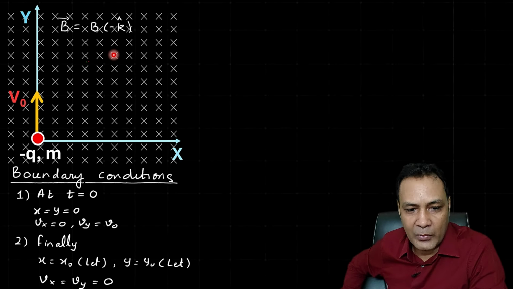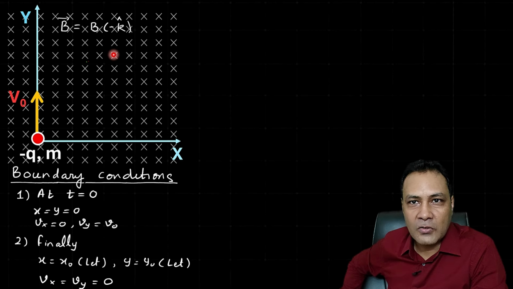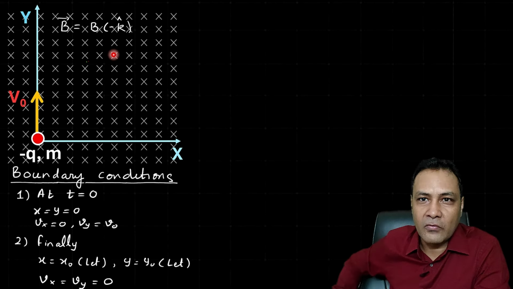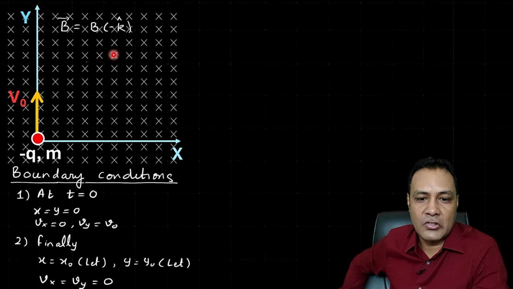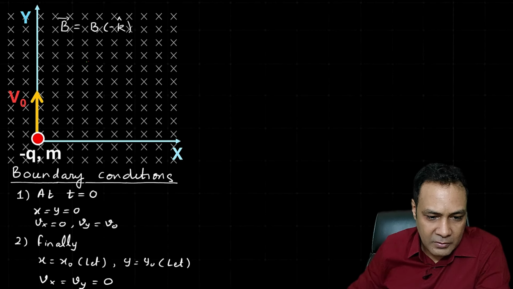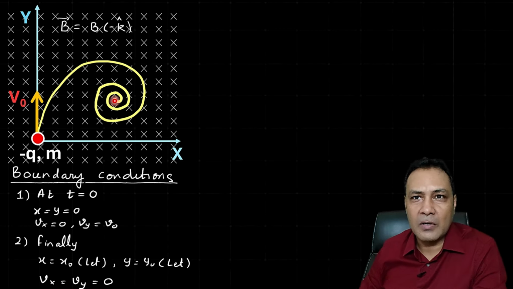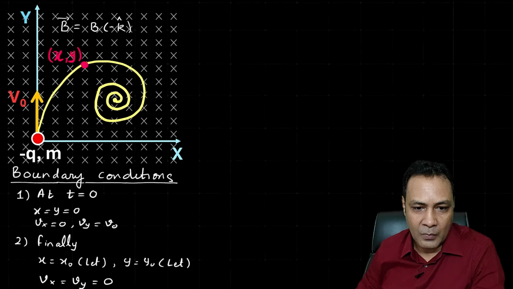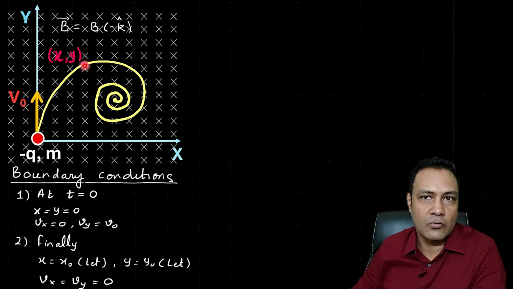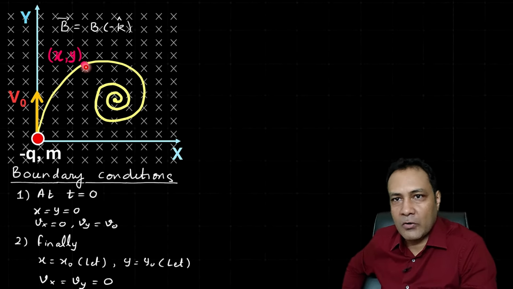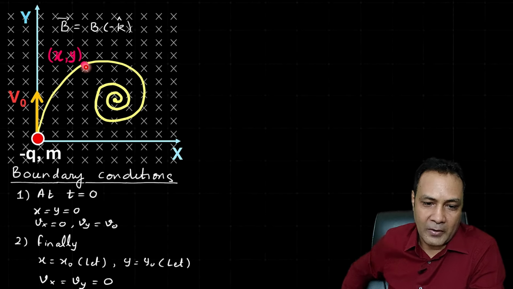So at a general moment, we can write the velocity vector of the particle as some vx i cap plus vy j cap. So that is the trajectory, and this is the point where it stops. We assume that the coordinates of this point are x0, y0, and this is a general point x comma y. Here the velocity is always tangential. I have assumed that the x component of the velocity is vx and the y component is vy.